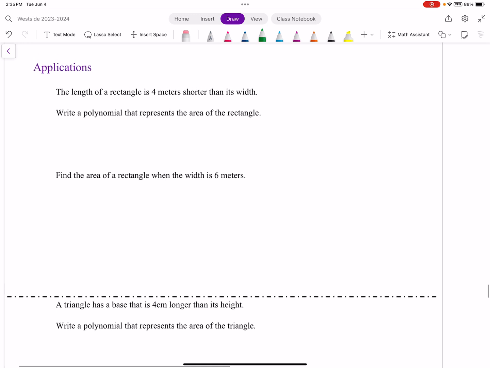We're going to look at an application problem, a story problem using this idea. The length of a rectangle is 4 meters shorter than its width. So I'm going to draw a little sketch of my rectangle over here. We know that the length is 4 meters shorter than the width. So we're going to start with our width. And then the length is our width minus 4 because it's 4 meters shorter.